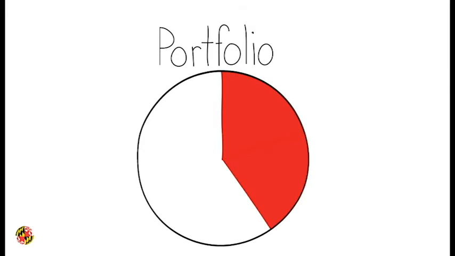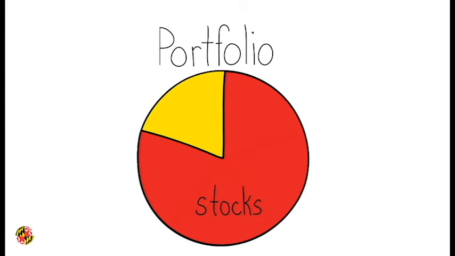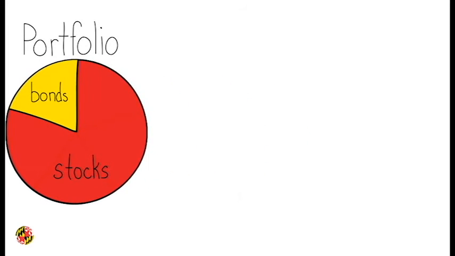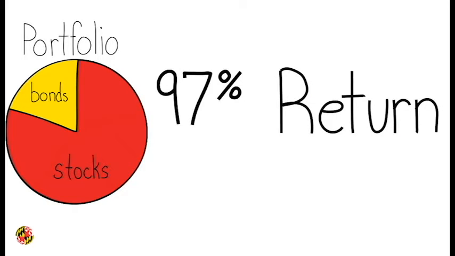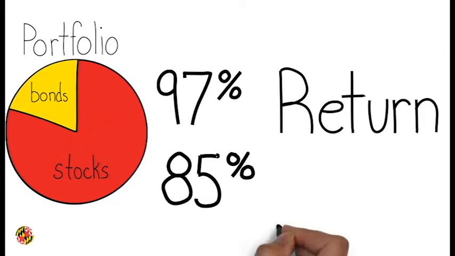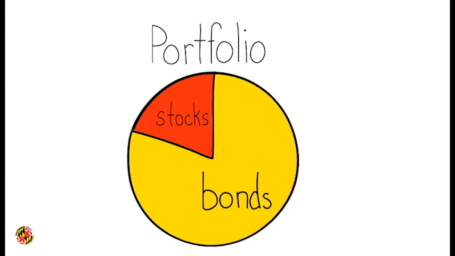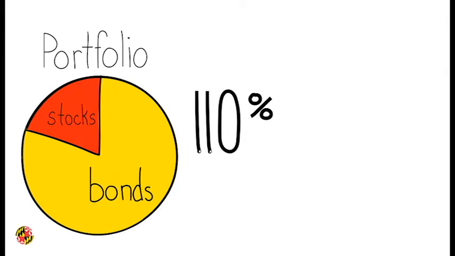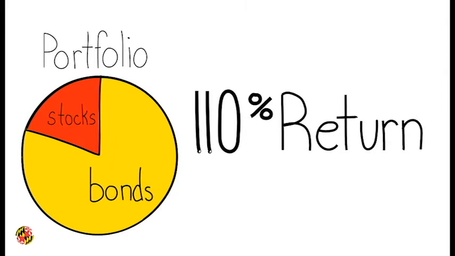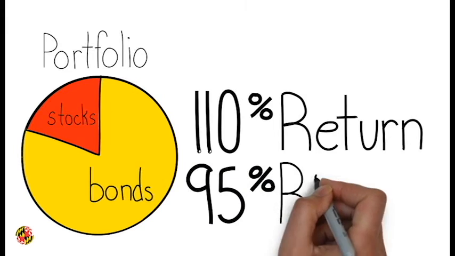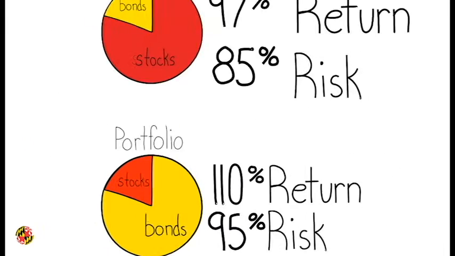A portfolio with 80% invested in stocks and 20% in bonds earns 97% of the S&P 500 return and only has 85% of the risk. A portfolio of 20% stocks and 80% bonds provides 110% of the return of an all-bond portfolio with only 95% of the risk. So even a little bit of diversification helps.